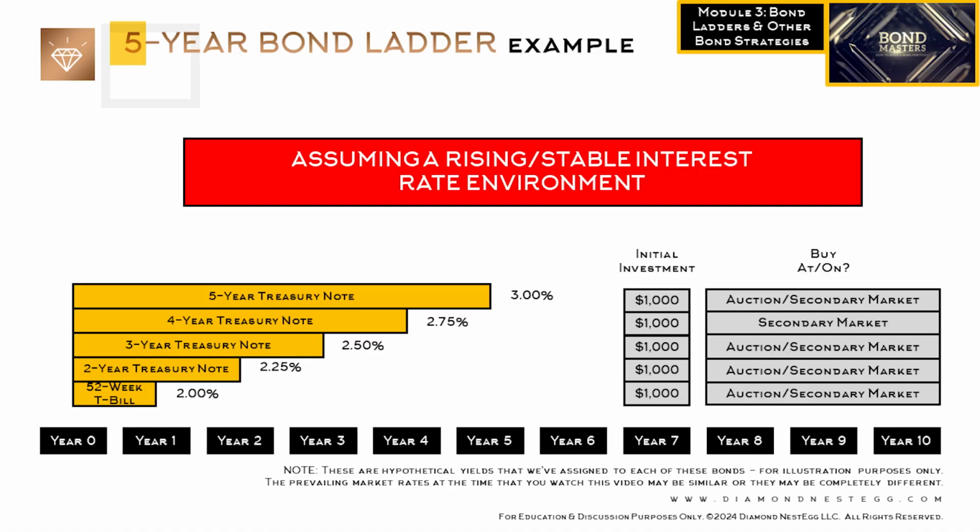For instance, if you're building out a bond ladder like this 5-year bond ladder example from our Bond Masters course. These 4 maturities can be purchased at auction or on the secondary market. But this 4-year Treasury note here can only be purchased on the secondary market because Treasury Direct does not offer 4-year T-notes at auction.